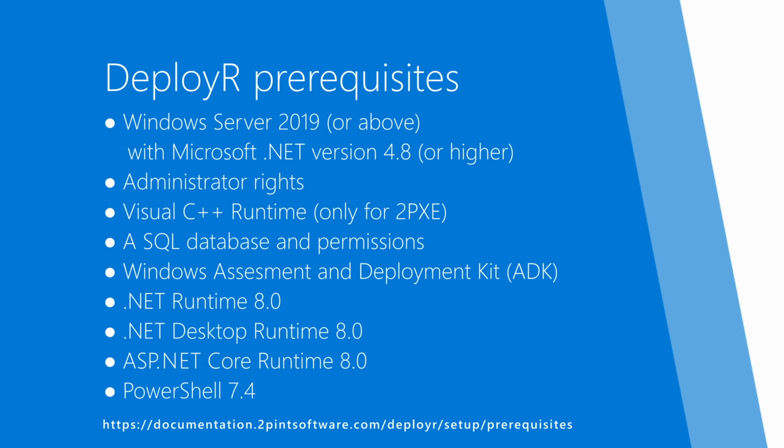The DeployR prerequisites include Windows Server 2019 or above with Microsoft .NET version 4.8 or higher. Administrator rights. Visual C++ Runtime is only required if you plan on installing 2 PXE Server. A SQL database and permissions. Windows Assessment and Deployment Kit. .NET Runtime, .NET Desktop Runtime, ASP.NET Core Runtime and PowerShell 7.4.